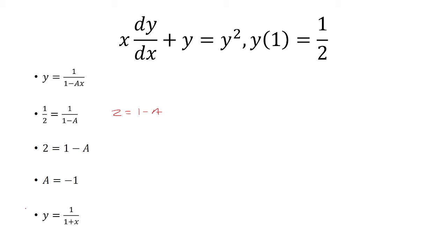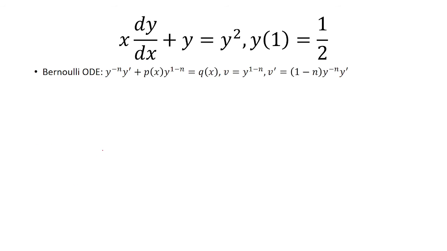Now I'm going to solve this a different way. For a Bernoulli ODE, we have y to the negative n times y prime plus p of x times y raised to the 1 minus n power equals q of x, where v is equal to y raised to the 1 minus n power, and v prime is 1 minus n times y to the negative n times y prime. So the goal is to get it in that form, and so whatever's in front of y prime has to be y to negative n. So you need to get rid of this x and do y to some power.